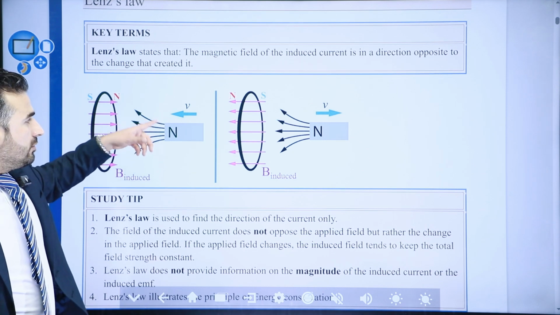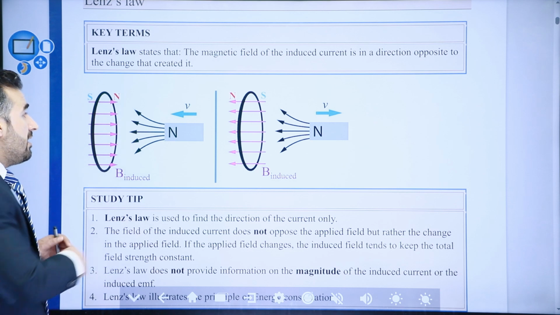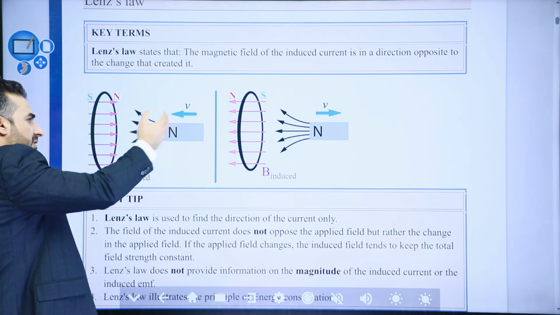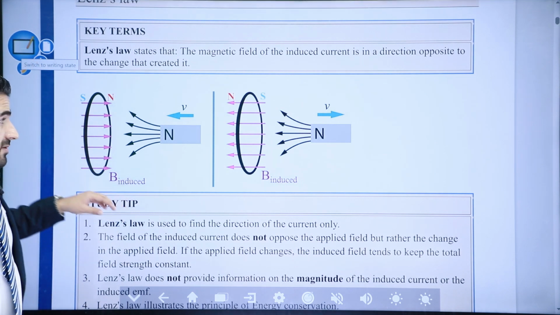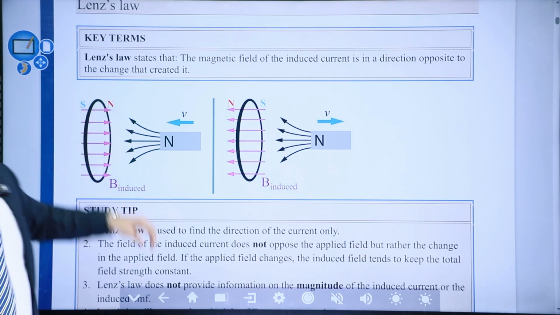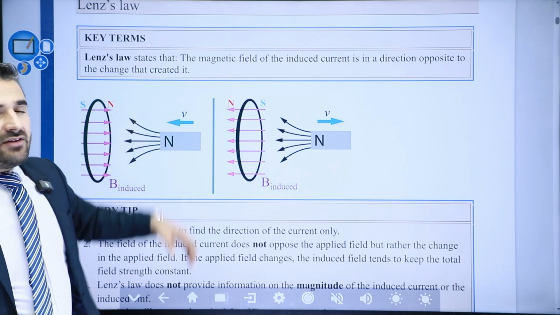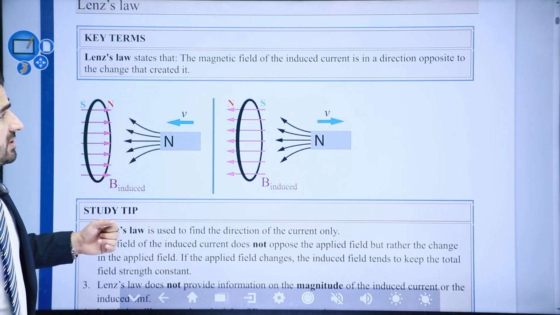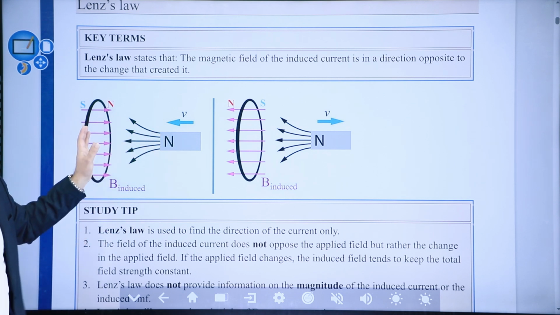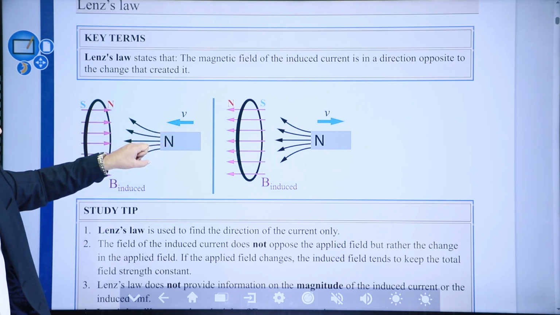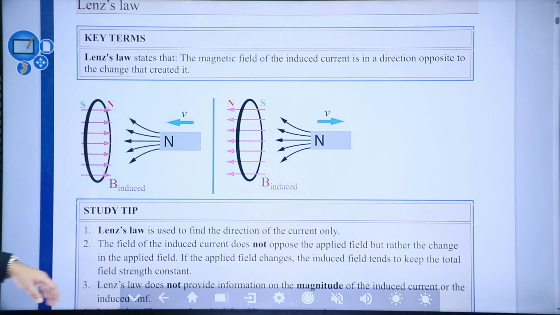It opposes the change of the magnetic field, because once you're moving this closer or further, there's a change, and that is what it opposes. So this is basically what Lenz's law is about. It says the magnetic field of the induced current will be in a direction such that it opposes the change that created it. So it is always opposite to the change that creates it.